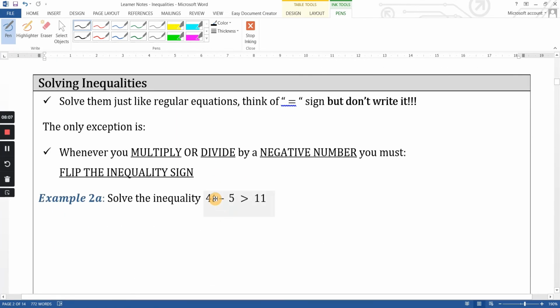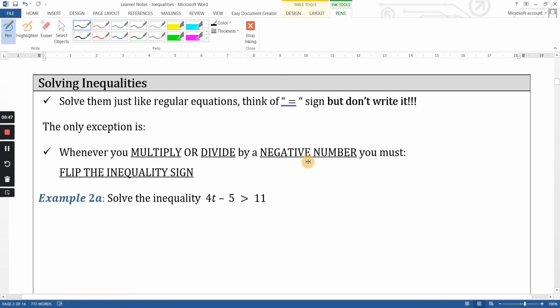So how to solve inequalities. You solve them just like regular equations. Think of the equal sign, but don't write equals. Every single year, whenever I mark any past papers or practice papers that students have done, I always get answers with the equal sign in it, and clearly that would definitely be wrong. So just be careful. You have to think of it as equals, but don't write equals because they will mark it wrong. It's the same method as how you solve normal equations.